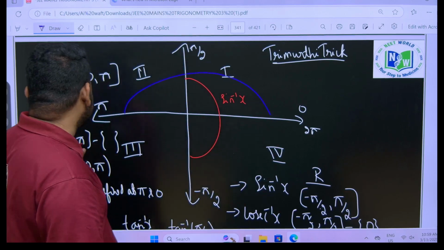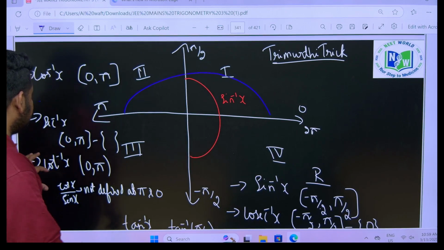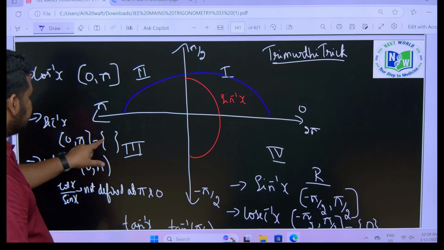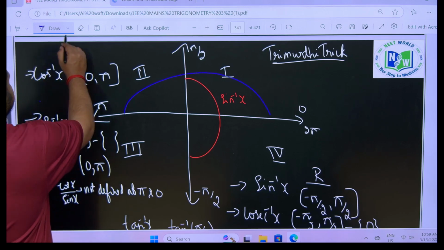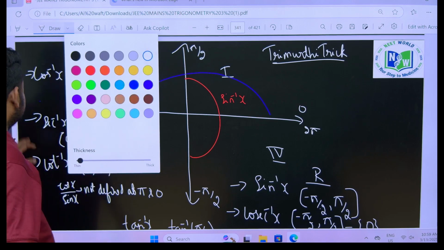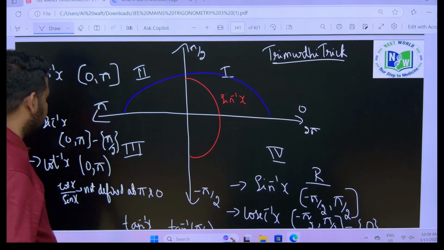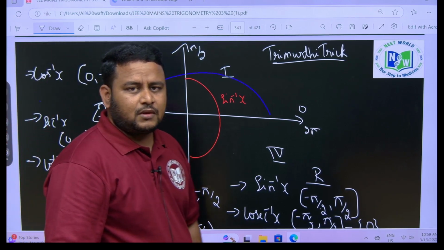Secant inverse of x, I told you, is the closed interval 0 comma pi. Here also cos inverse of x is 0 comma pi, but I have to remove one value. What is that value? Think about it. That value is nothing but pi by 2. I have to remove pi by 2. Why pi by 2?